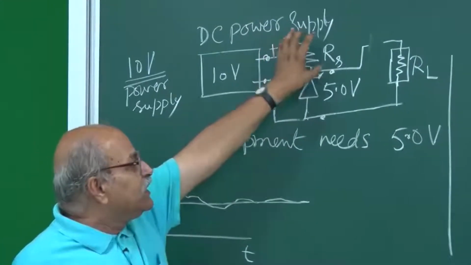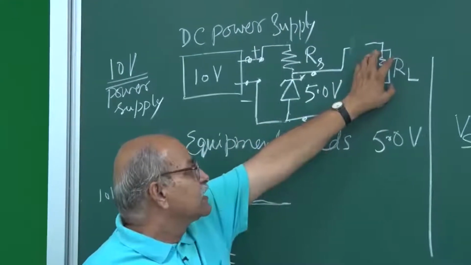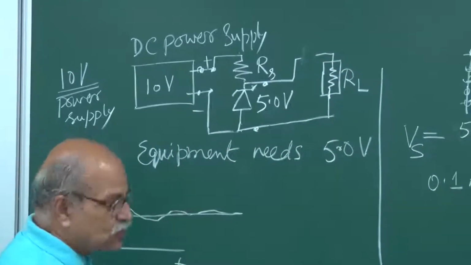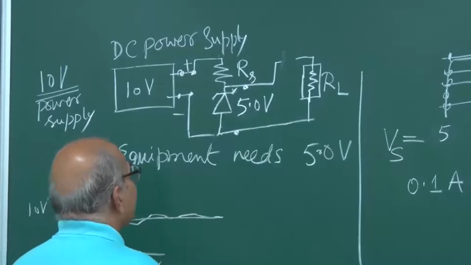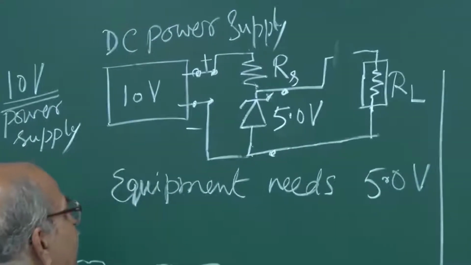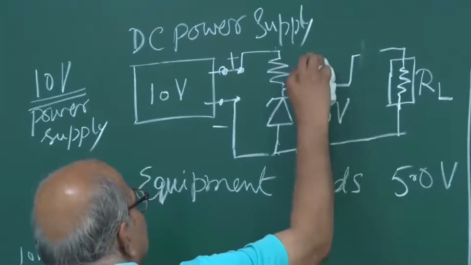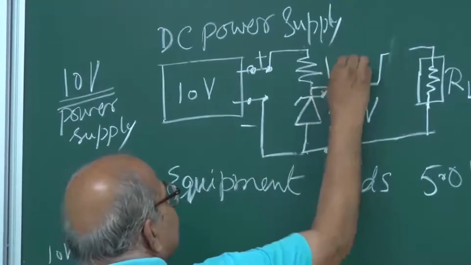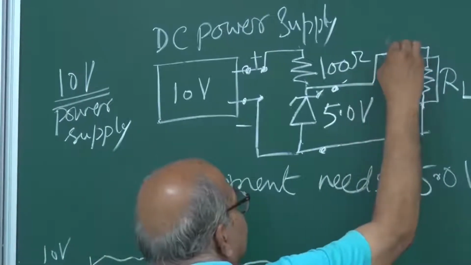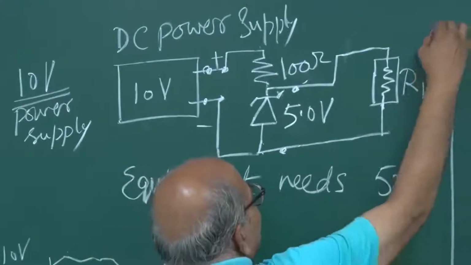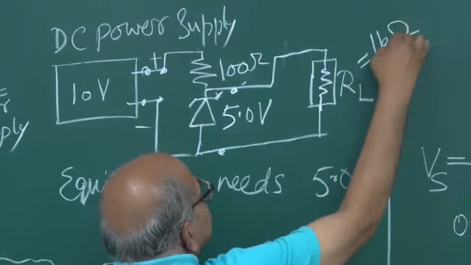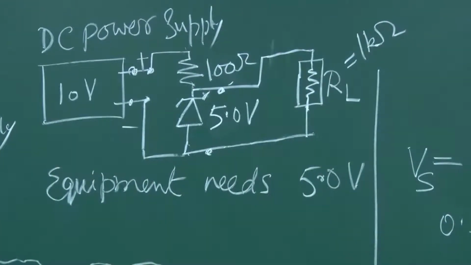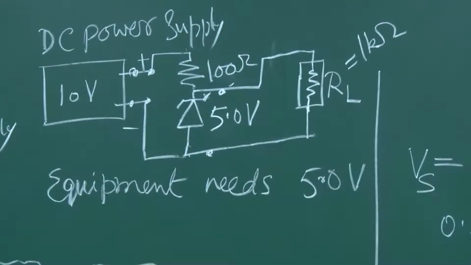So now let me come back to my circuit here, my equipment, my appliance, and let's choose some RS. Definitely I won't like to choose just 50 ohms, so let me take 100 ohm, and I connect this, and suppose this RL is 1 kilo ohm. Right? Now see what happens.